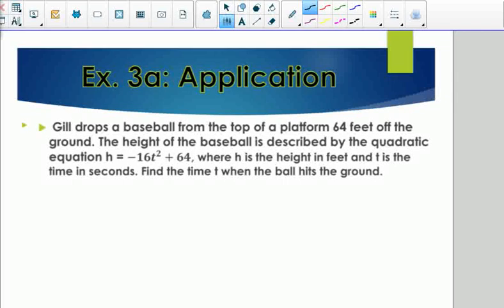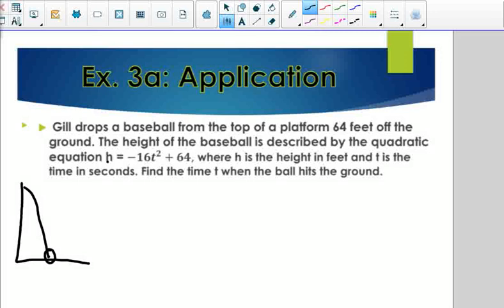An application problem. Gil drops a baseball from the top of a platform 64 feet off the ground. The height of the baseball is described by the quadratic equation h equals negative 16t squared plus 64, where h is the height in feet and t is the time in seconds. Find the time when the ball hits the ground. So if you were thinking, here's the platform, the ball's up here, Gil drops the ball, we want to find out when does it hit here. So we want to find that part, which will be when y is 0, what is your x?